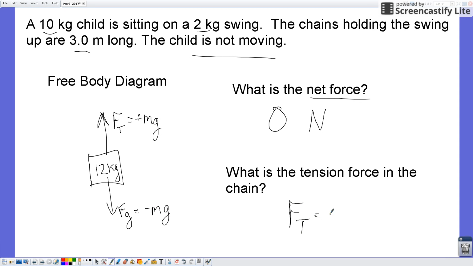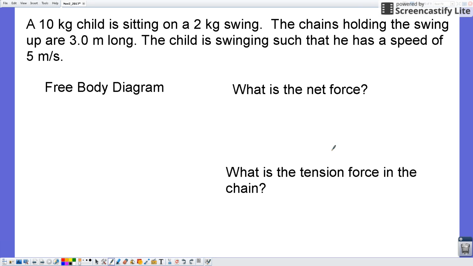Ta-da! Nice and easy. But Mr. Saz, that wasn't circular motion at all. Why did we do that? Set the stage for this!